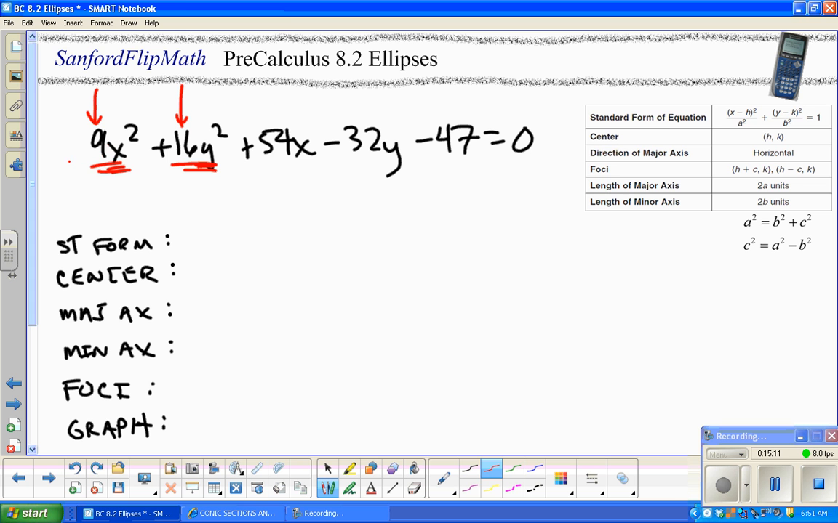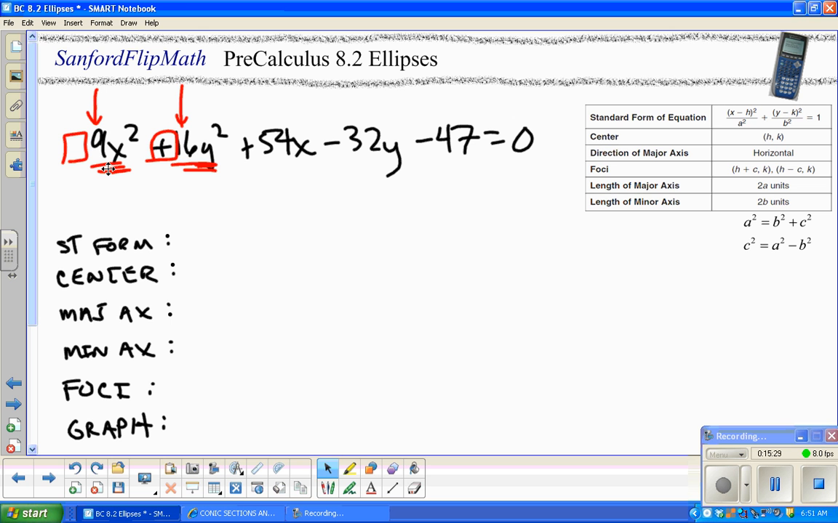The other critical thing is that the signs are the same. So if they're both positive and different coefficients, ellipse. If one's negative, it'll be a hyperbola, and we'll deal with that in the next section. Okay, all right, so let's get on with it.